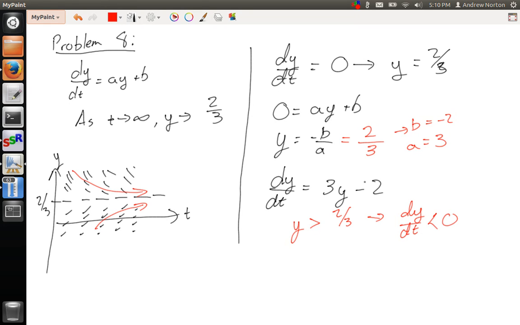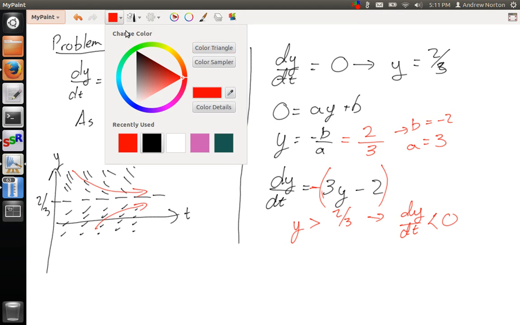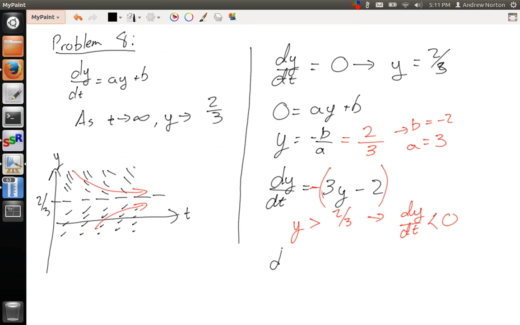Well, let's look at our equation here. If y is greater than 2/3, if y gets really big, that means our derivative is going to get also very positive. So we've guessed the wrong way. We need this to be negative. We need to negate it so that above the 2/3 mark we have negative values, and below the 2/3 mark we have positive values.